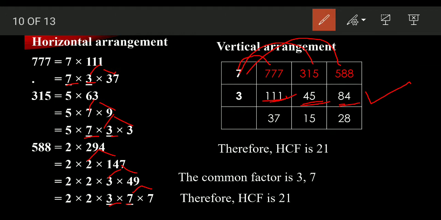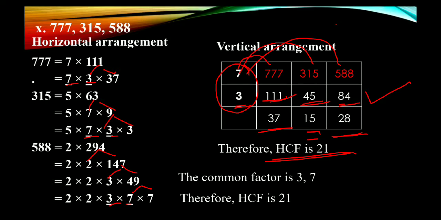Now all these 3 numbers are divisible by the 3 table. So when I divide, I'll get 37, 15 and 28. The common factors are what? 3 and 7. Therefore 7 3s are 21. The HCF is how much? 21. So dear children, these are the 2 methods for solving HCF.